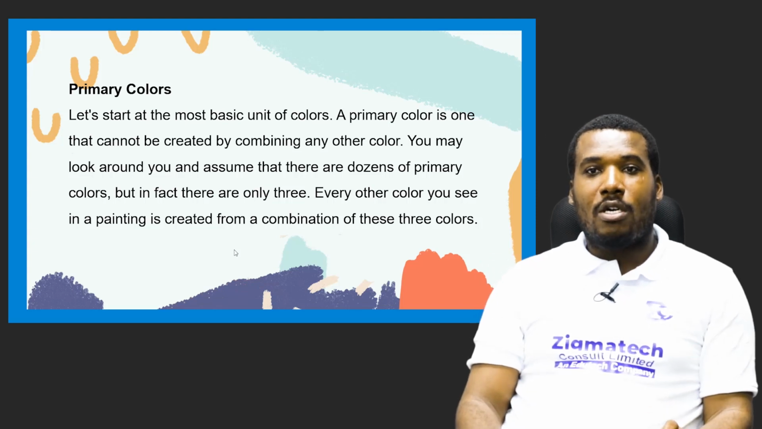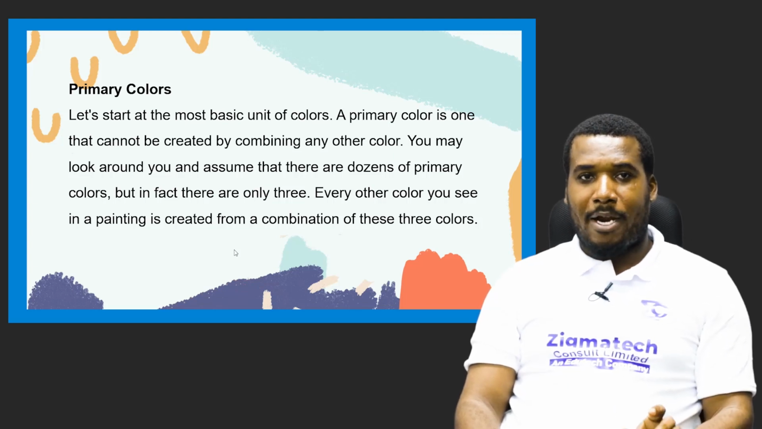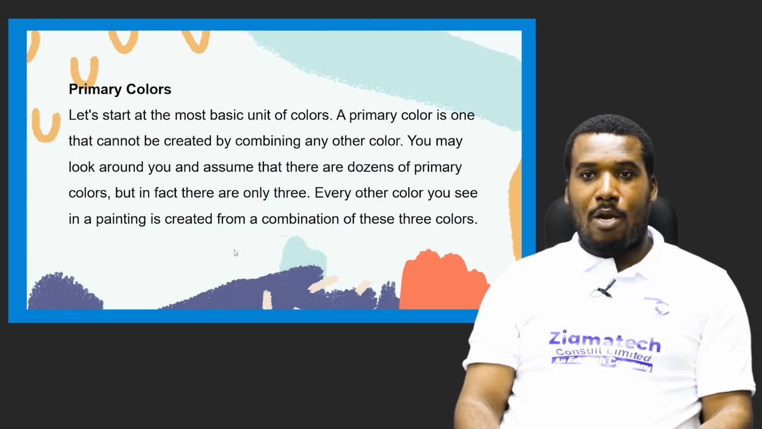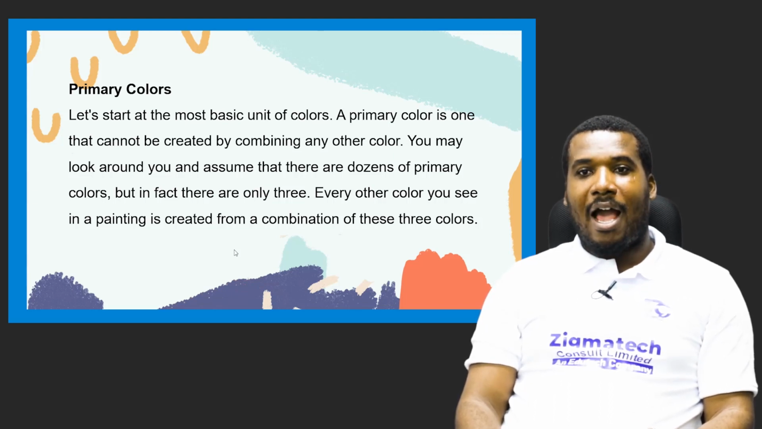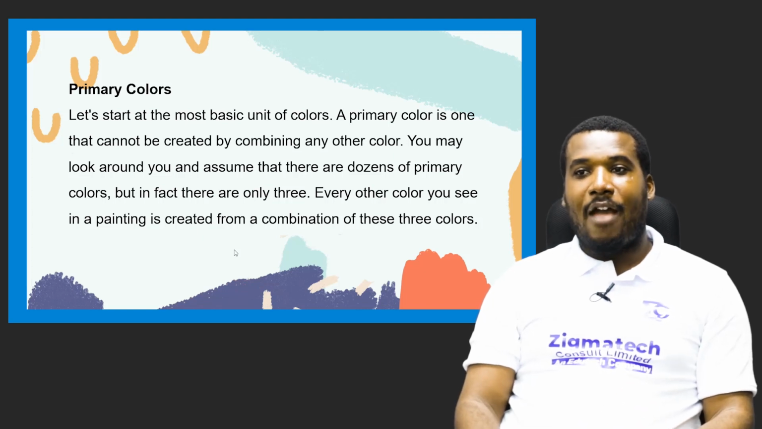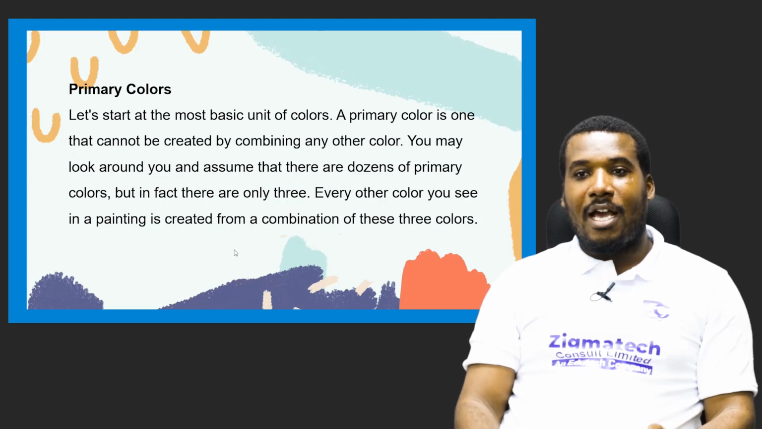A primary color is one that cannot be created by combining any other color. So in primary colors, you cannot combine any colors to get the primary colors. You may look around you and assume that there are dozens of primary colors, but in fact there are only three, just three colors. Every other color you see in a painting is created from a combination of these three.